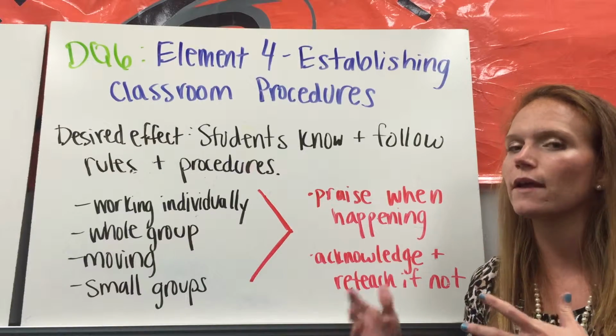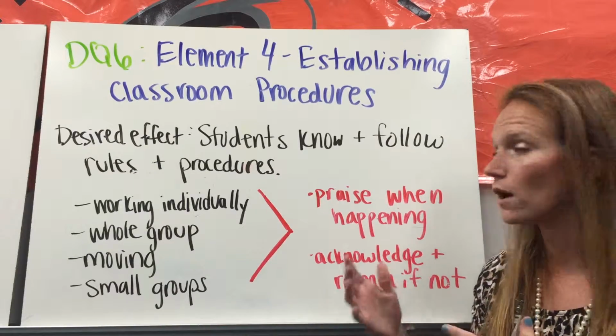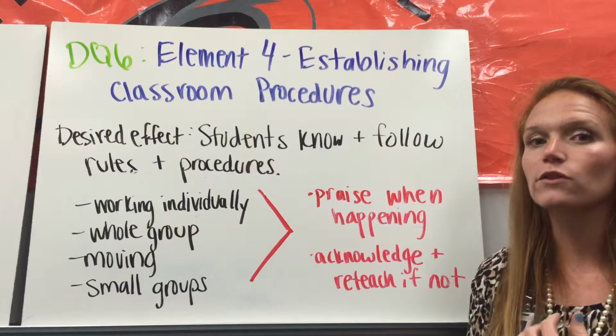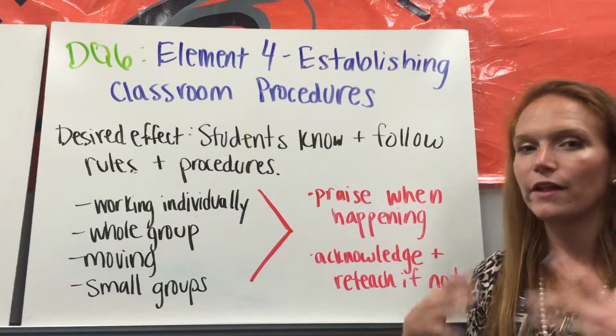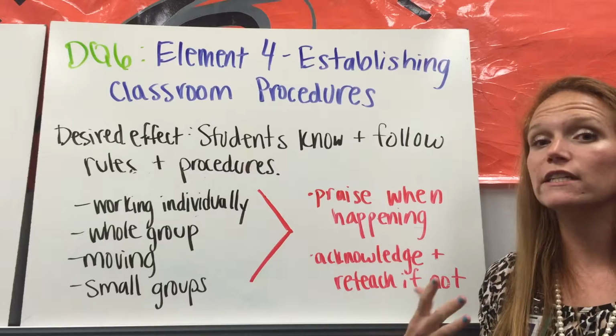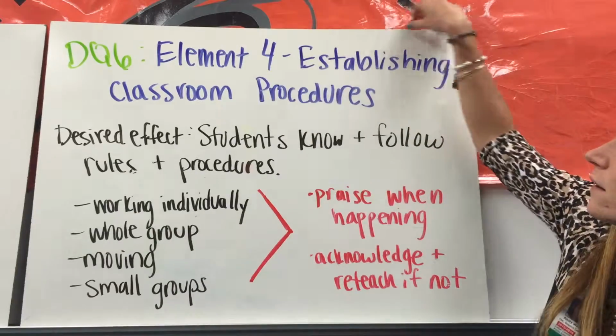To make sure that you get the kind of feedback on this element that you want, you want to make sure you praise when it's happening, when students are following the rules, when they're doing right by it. That's how you show you're monitoring for it. So praise when it's happening and acknowledge and reteach if it's not happening.